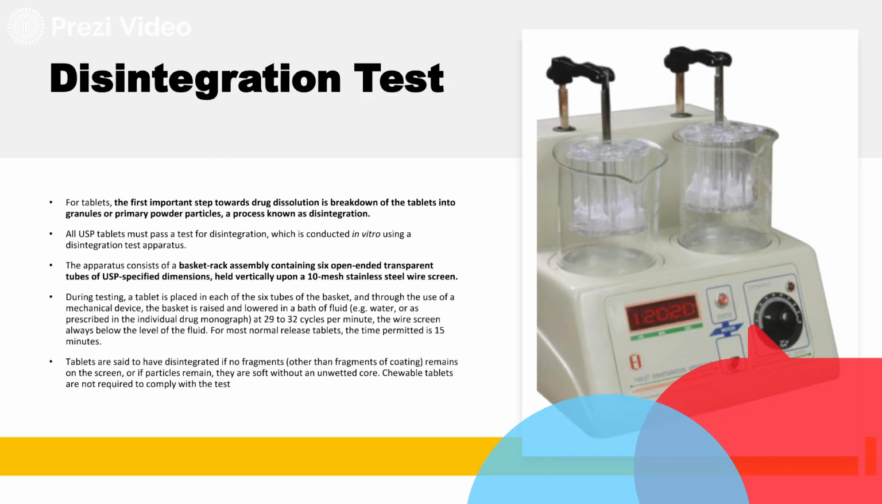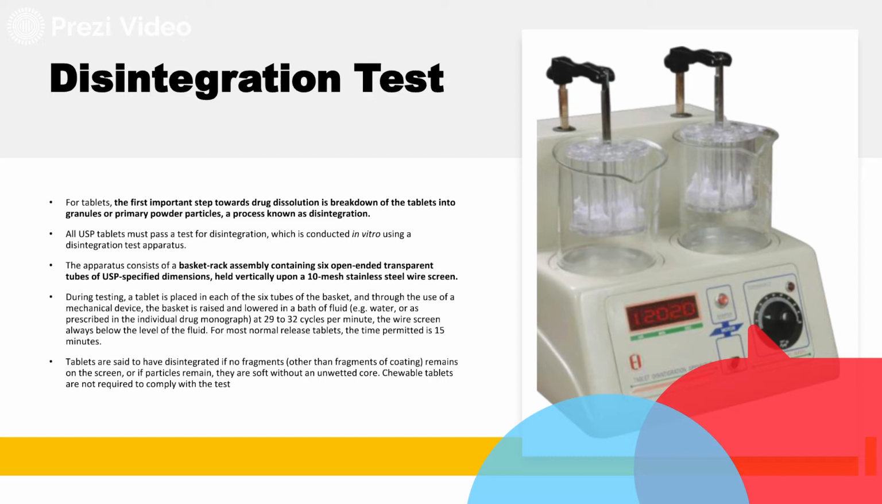Now, the apparatus is very simple. It is a basket rack assembly which has 6 open-ended transparent tubes with USP specified dimensions. So why are they fixed to certain dimensions? Because we need to check every tablet and compare the tablet disintegration tests, so we have to keep every other parameter constant. We will be measuring the disintegration time taken by the tablet. So the whole setup assembly remains constant except for 3 variables, which we shall be discussing.